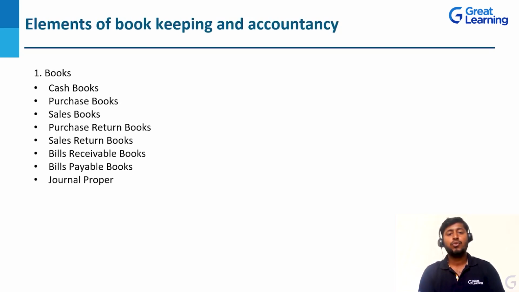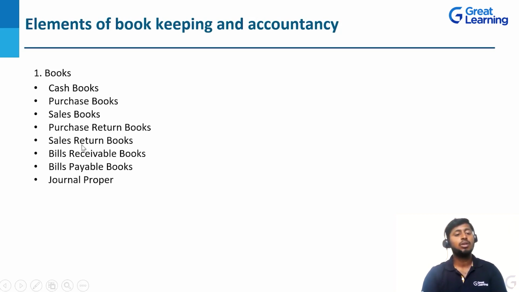Next, elements of bookkeeping and accountancy. What are the main elements involved in this bookkeeping? Which books do they need to maintain, either in a traditional method or in the modern method, or else as manual entry or computerized entry, correct? So we'll see which elements are there in bookkeeping and accountancy. The first element is books. Yes, the word itself indicates books. Here we have 8 different kinds of books they need to maintain. So we'll see them one by one.